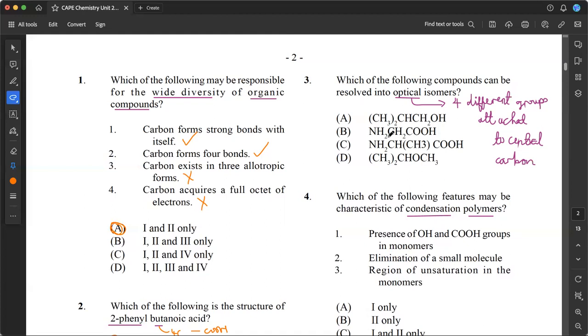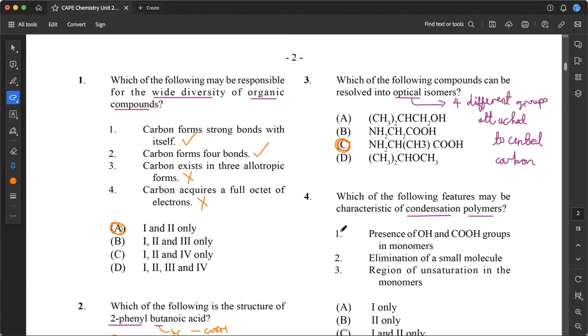Let's look at this one. This carbon here has an amine group attached, but it also has 2 hydrogens. So that's not optical. Let's look at this one. This one is CH, and then there's an amine group, a methyl group, and a carboxylic acid group. So this one looks like it could be our optical isomer. So C is our answer here. Remember, when we talk about optical isomerism, we're talking about a situation in which there are 4 different groups attached to a central carbon. So C would be our answer here.